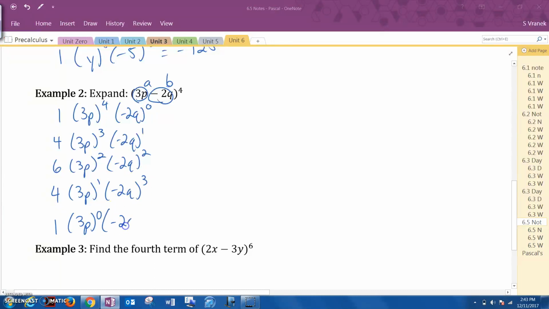And then finally negative 2q to the 4th. Alright, so write all those down. Now we have to calculate these. Now be careful, because you do have to raise the numbers to the power.